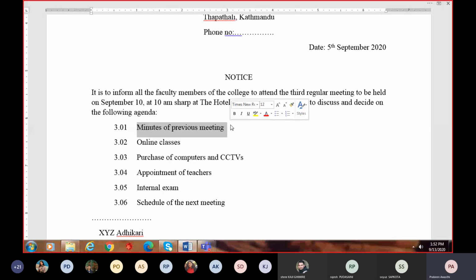Online classes or effectiveness of online classes, your agenda of discussion. Then purchase of computers and CCTVs, your agenda of discussion. Appointment of teachers, I just invented these things. Internal exam. Don't write in a complete sentence, write down in phrases. Schedule of the next meeting. Yes, you can write here 50 agenda, no problem.